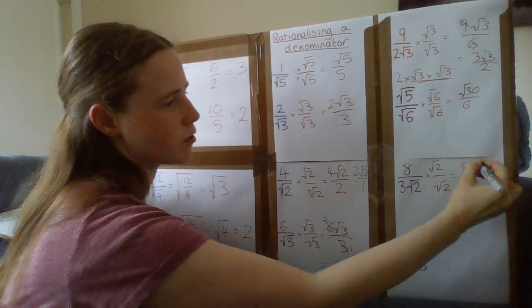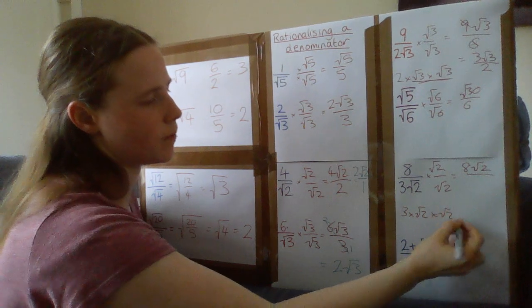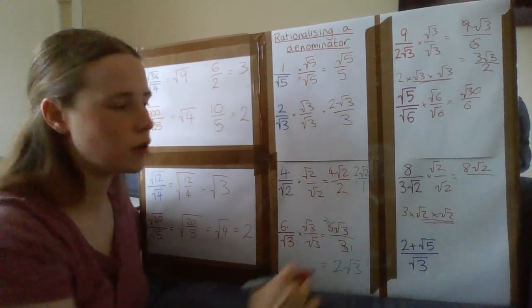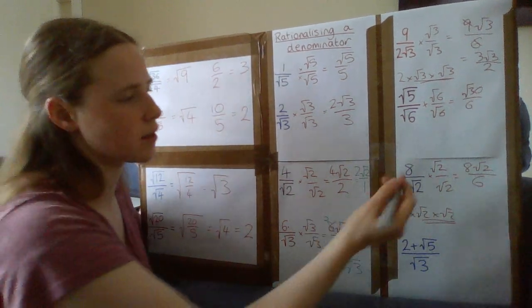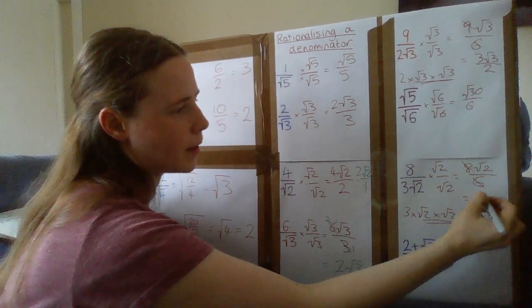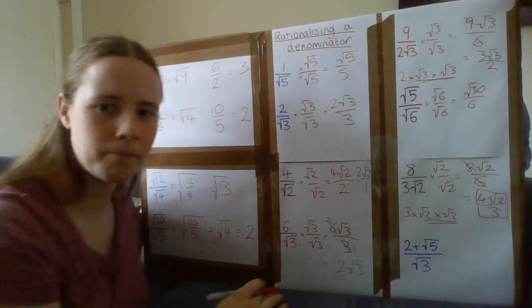So I'm going to get 8 root 2. And then I've got 3 times root 2 times root 2. Root 2 times root 2 is 2. Times by 3 is 6. So I've got 8 root 2 over 6. I can cancel these down to make it 4 root 2 over 3. And that's my answer for that one.